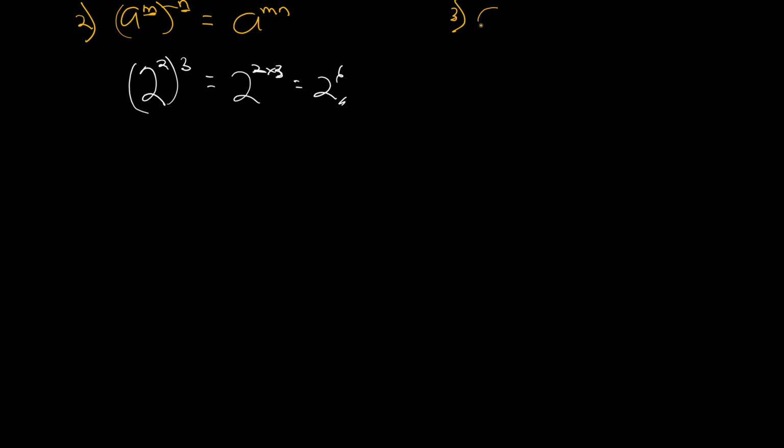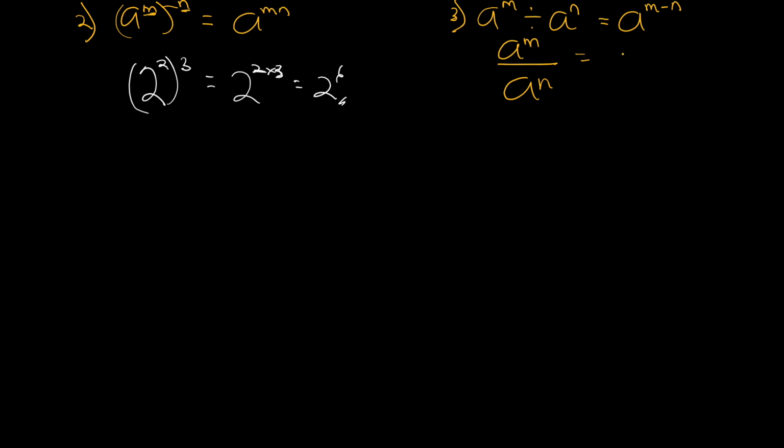Rule 3. a raised to the power m divided by a raised to the power n is equal to a raised to the power m minus n. Again, if you have two numbers and the bases are equal and these two numbers are dividing themselves, then we can subtract the powers or the exponents. So a raised to the power m divided by a raised to the power n can also be written as a raised to the power m over a raised to the power n.